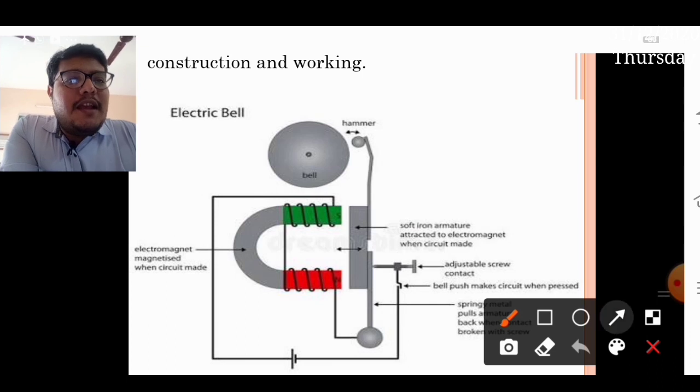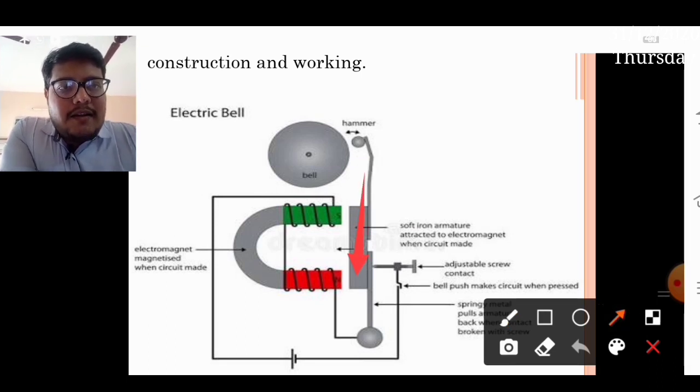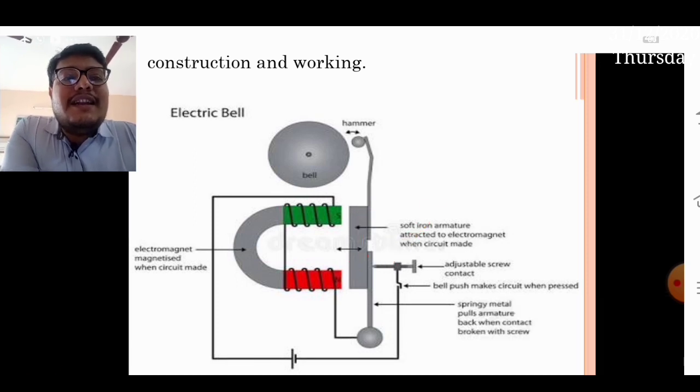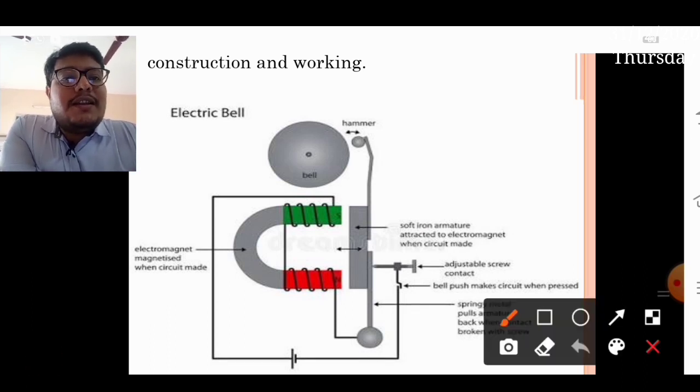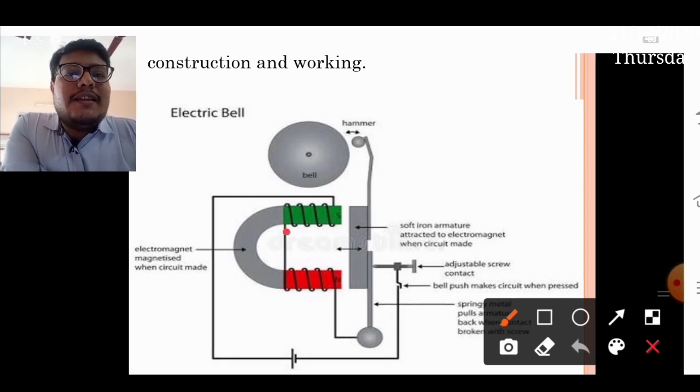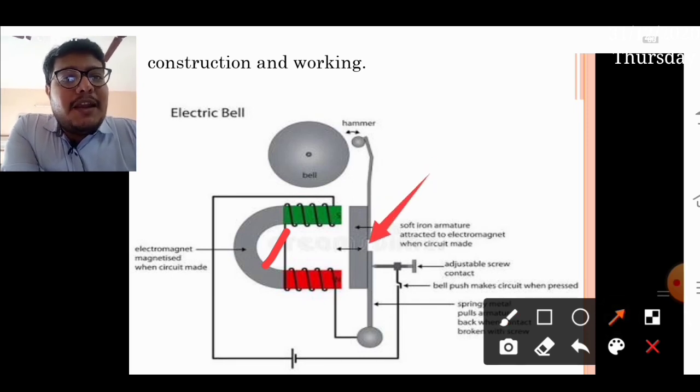Again I am saying, when it attracts this bar, this screw will get detached. Now when it gets detached, there will be a circuit break, right? The circuit becomes open. Now when the circuit becomes open, the current will stop flowing through the circuit. Now when the current stops flowing, this again becomes a normal iron bar. So again this part will go back to the main position here.